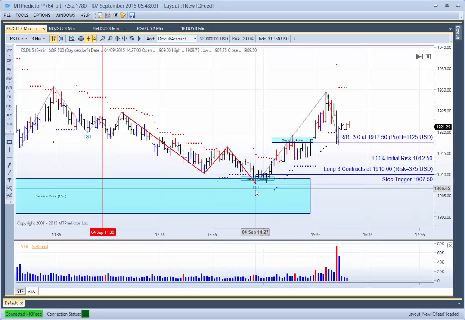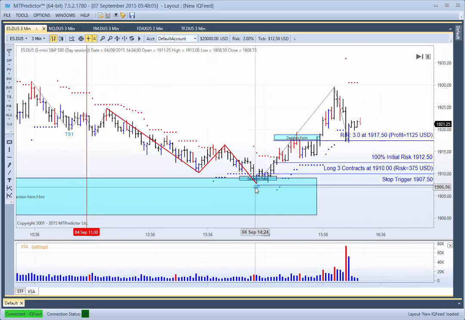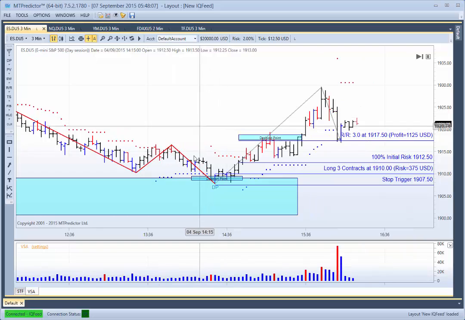But what a great place to look to buy, off the very bar of the low of the day. But if we zoom in, can you also see how the previous bar, this one, was actually a VSA bar, a volume spike analysis we called it? In other words, there was unusually high volume coming in on this last move down through this prior pivot.